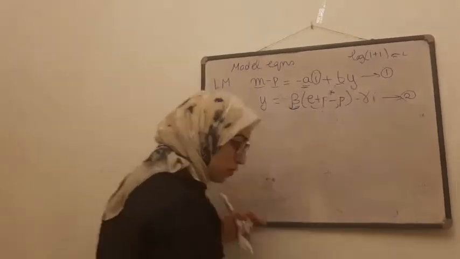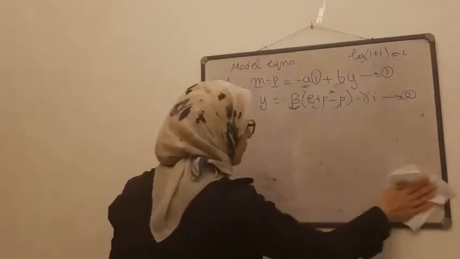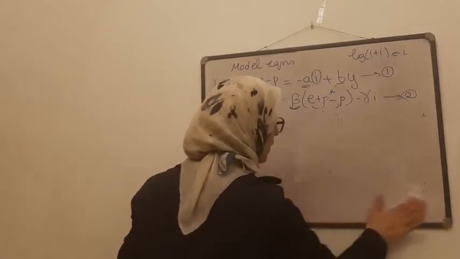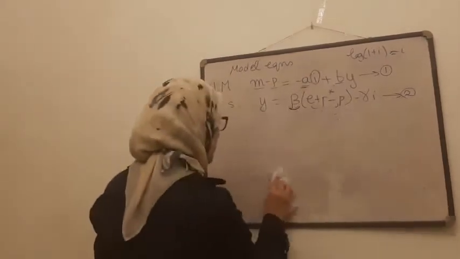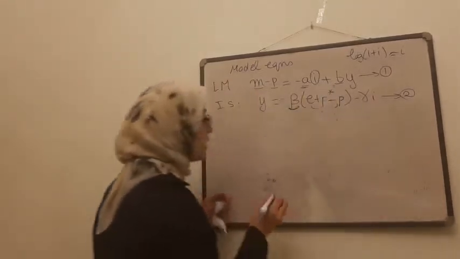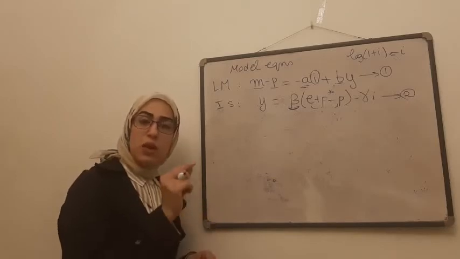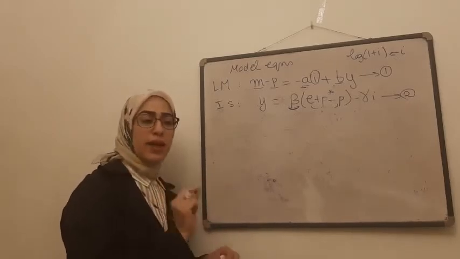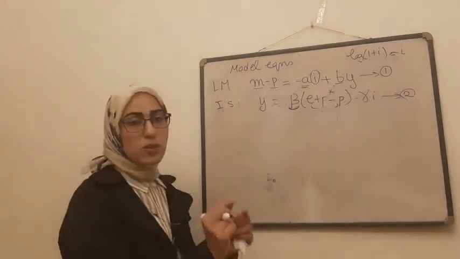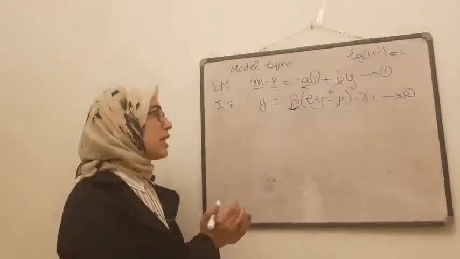Okay, so let me remind you what we did so far. We got the value of I and the value of Y in the long run. How did we get them? We substituted in the uncovered interest rate parity with E dot equal to zero, so it turned out that I must equal I star in the long run. And we substituted in the Phillips curve with P dot equals zero, so it turned out that Y must equal Y bar.